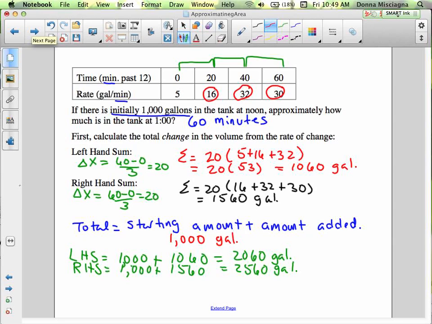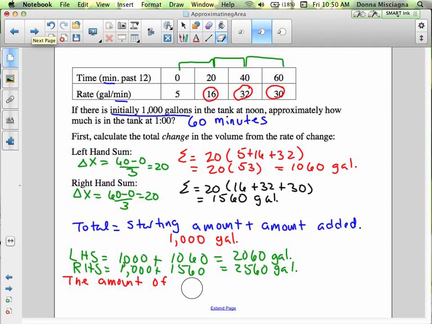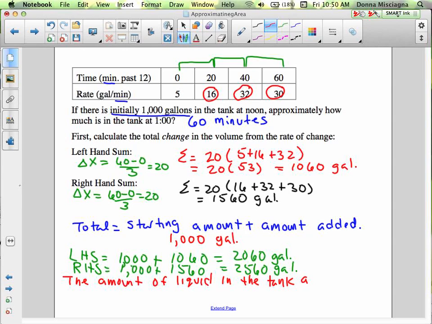Does it say what this is the amount of? It's hot water. The amount of liquid. We know it's a liquid. Only liquids are measured in gallons. There we go. Now we're spelling liquid right. The amount of liquid in the tank after, and you can say after 1 hour, after 60 minutes, at 1 o'clock. Okay, we'll put at 1 o'clock, since the question says at 1 o'clock.